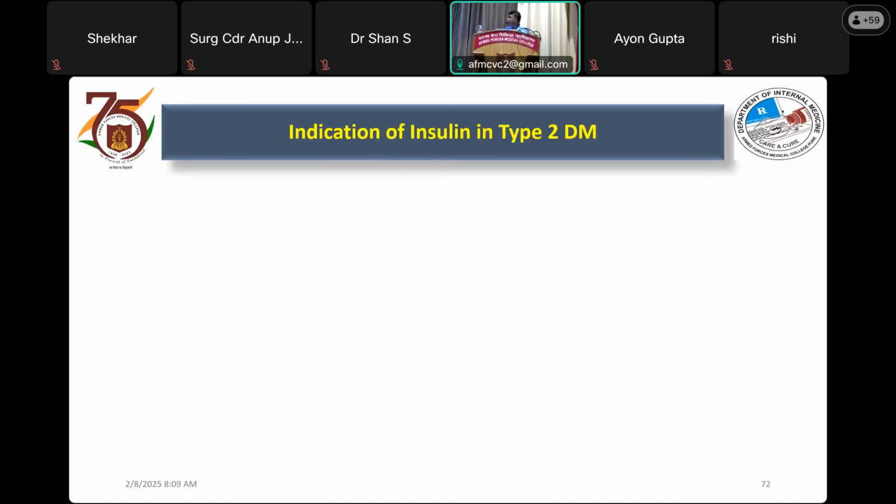Indication of insulin in type 2 diabetes. Anjana, Dr. Anjana.